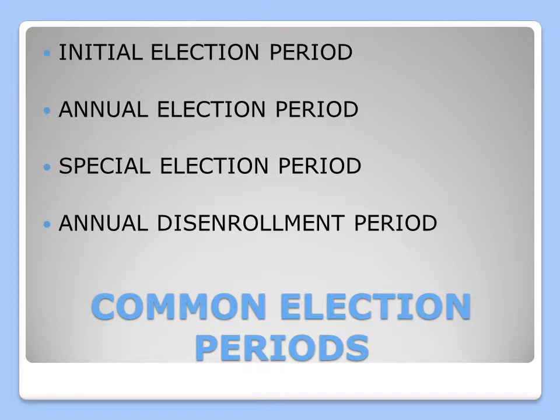So those are some of the common Medicare election periods to enroll in a Part D plan. The 2 most common are going to be the initial election period when you're turning 65 for the first time, the 3 months before, the month of, and the 3 months after, and the annual election period every year between October 15th to December 7th.